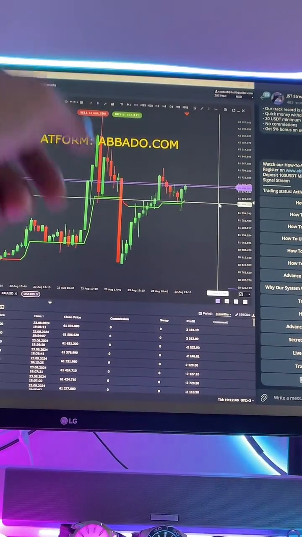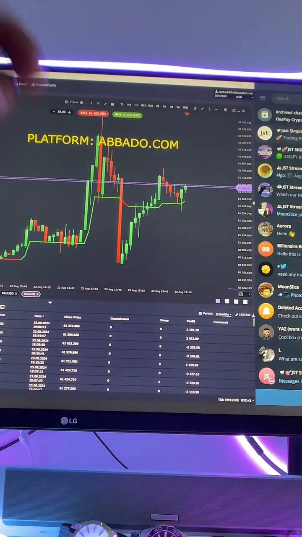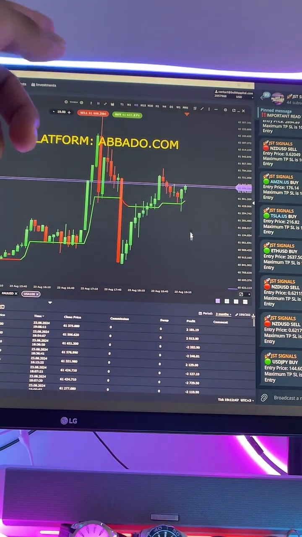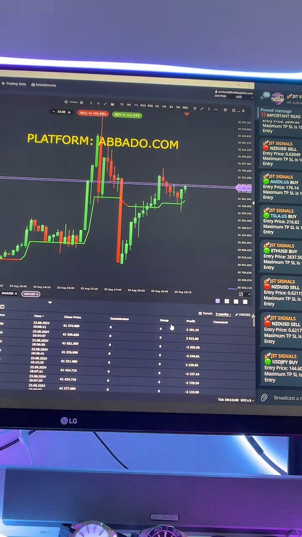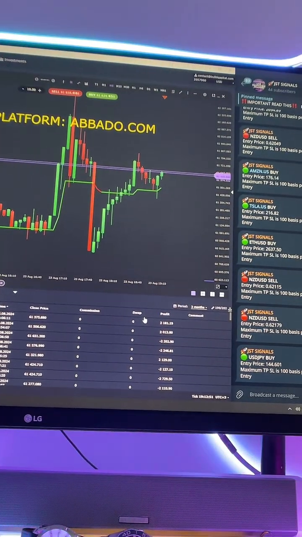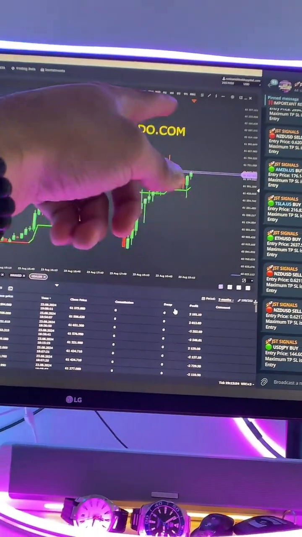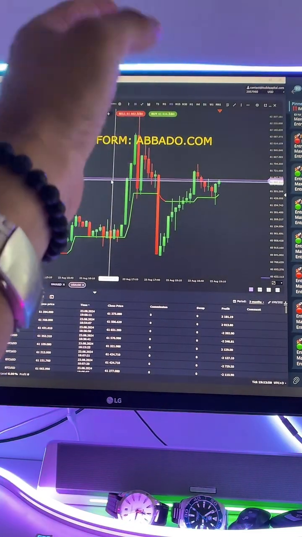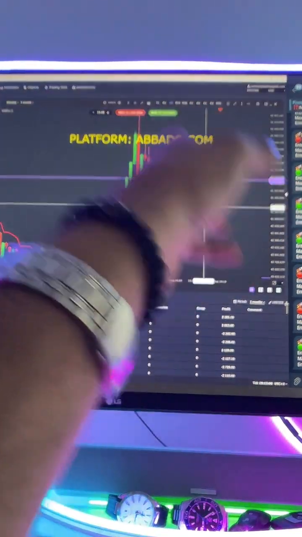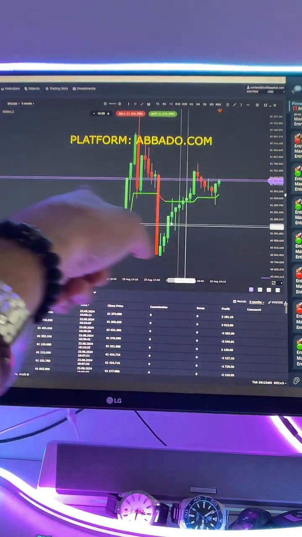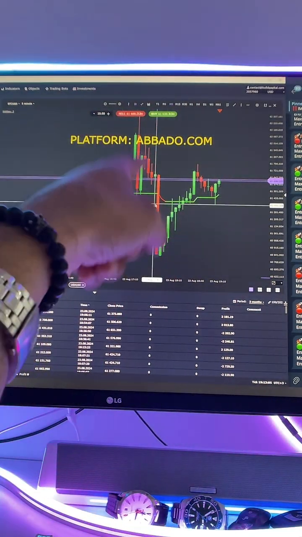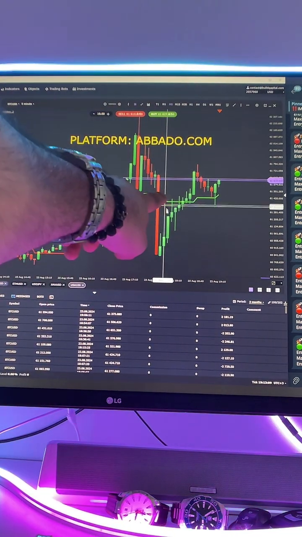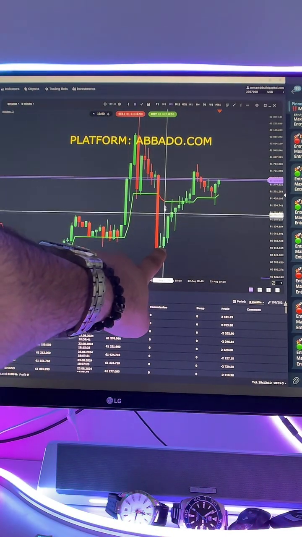Let's see if we can do another trade, guys. Let's go back to our signals channel right here, and let's see what the next trade is that we're going to do. So right here we are pushing up. The super trend is showing green. I'll walk you guys through what the super trend is. Basically, the super trend shows us which way the current trend is going. When it's green, that means we're in an uptrend, and when it's red, that means we're in a downtrend.